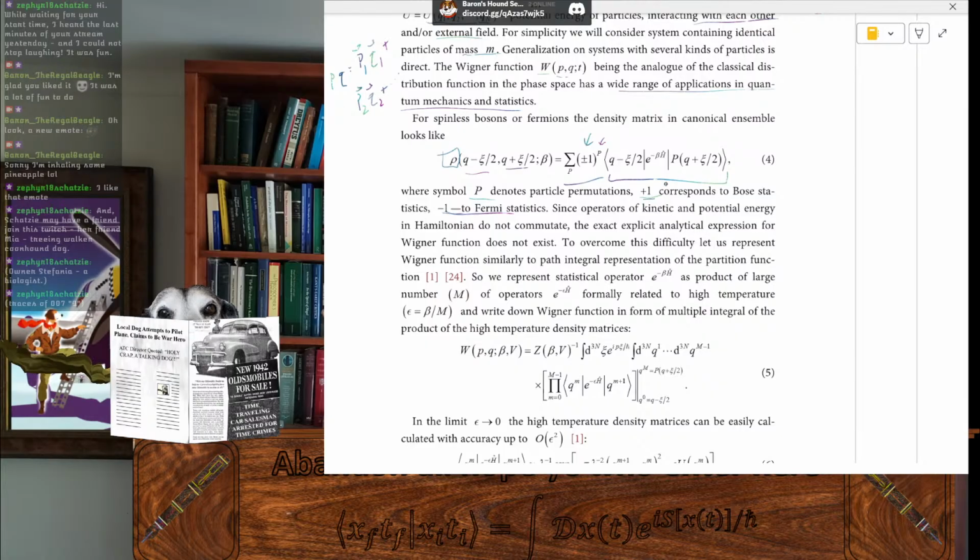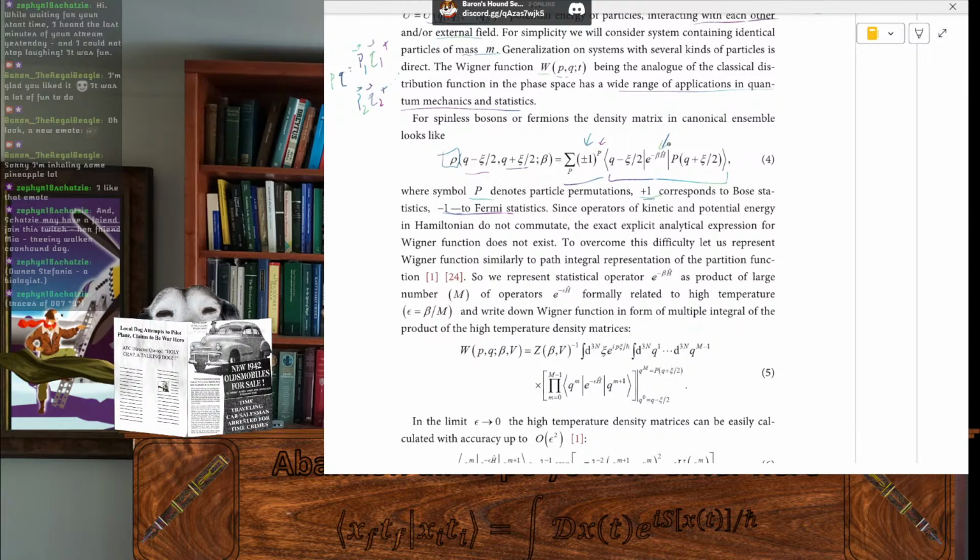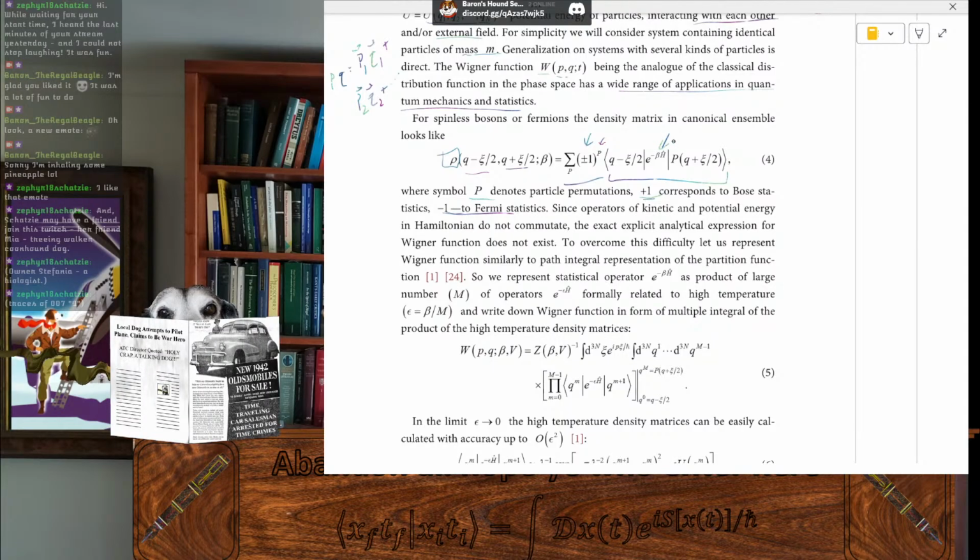So our Hamiltonian is in the exponent there. That's fairly typical. So I'm curious why, right? We have this particle permutation only on one side of this. That's the thing that gets me. That's what I'm not sure about.